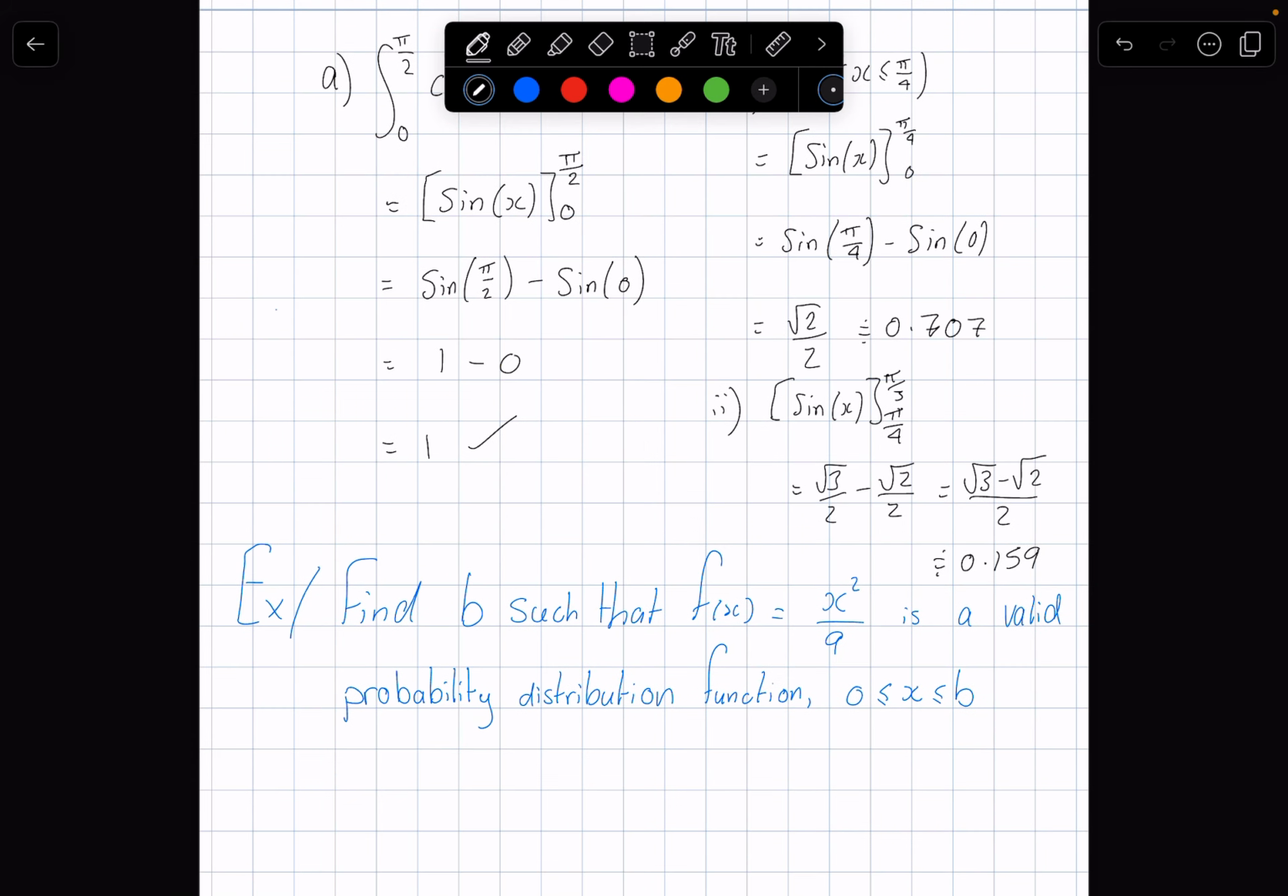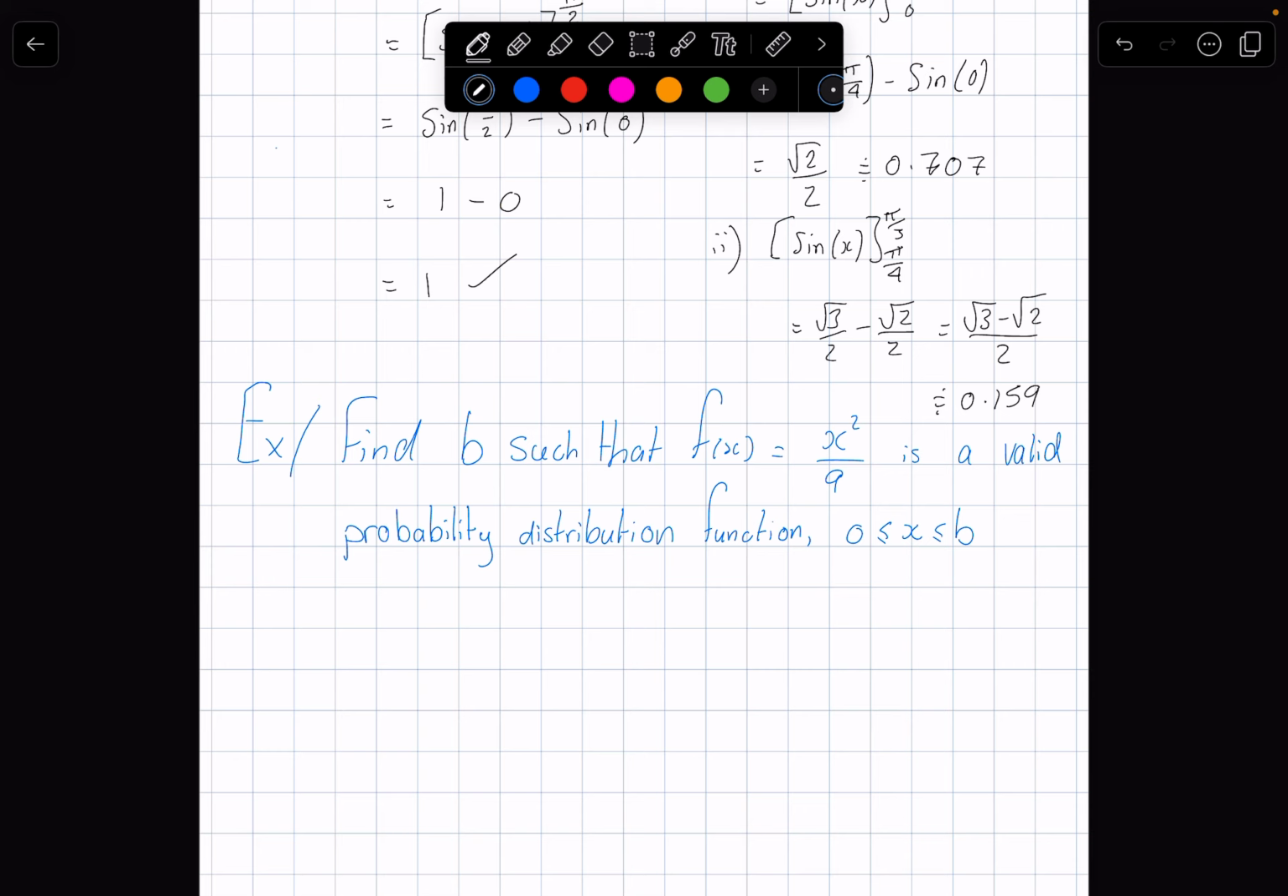All right, find b such that f of x equals x squared over 9 is a valid probability distribution function. Now we could graph our function f of x equals x squared on 9 and show that it's positive for the whole time. But let's use integration. So we're going to assume it's above the x-axis for the whole time, and we're going to utilize b as our upper limit. Now we're told it's valid, so that means the integral from 0 to b of x squared over 9 dx has to equal 1. Okay, for it to be valid, it has to be equal to 1.